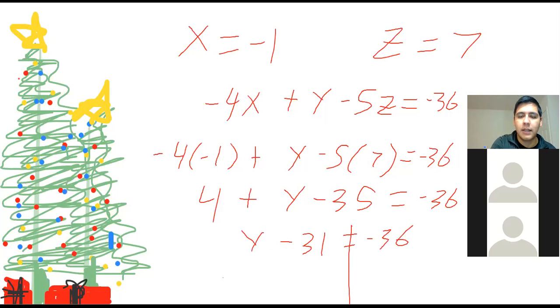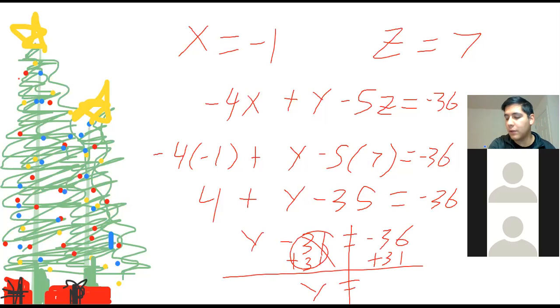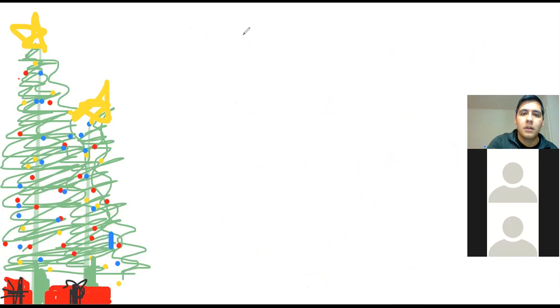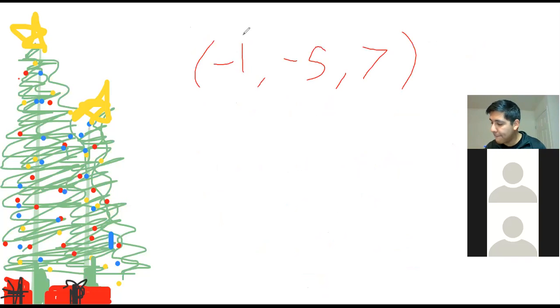And now let's just solve that, which means that we're going to add 31 on both sides. So y, that cancels out, y is equal to negative 36 plus 31, which is -5. Yeah, negative 5. Exactly. Okay, so we got it. Y is equal to -5. So the answer here is -1, -5, and 7.